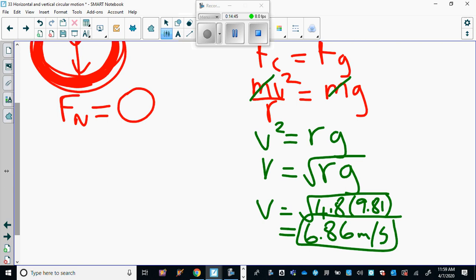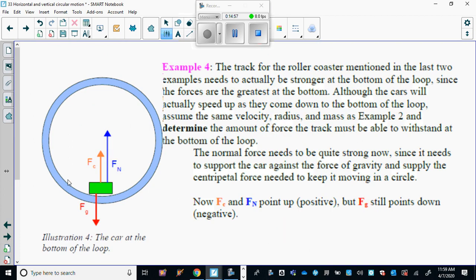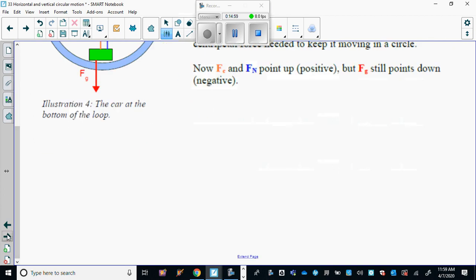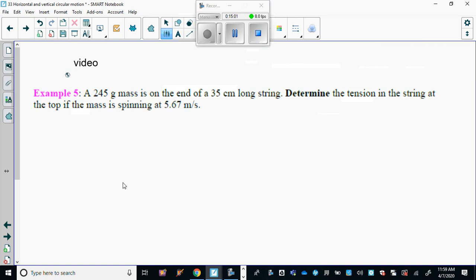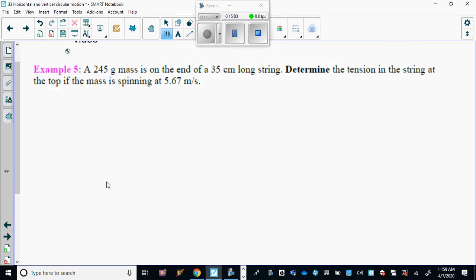Any slower than that, and once it gets to the top of the track, gravity wins, and you have a very nasty accident. Good. Let's get this last problem done so we finish this. This time, we've got a mass spinning on the end of a string.